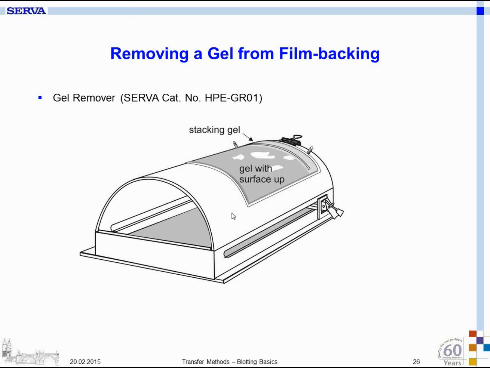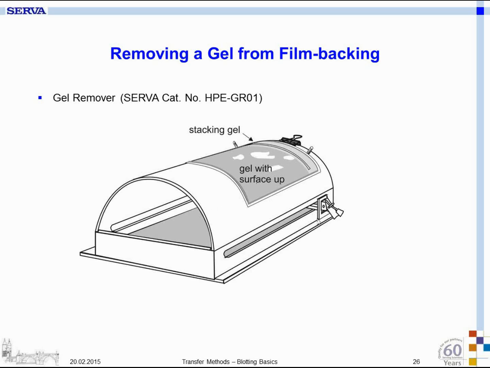You can use such an instrument. We call it a gel remover. It's available also from Serva. And here in this case you see a 2D electrophoresis gel. This is the stacking gel area. It's on a film support, and it's placed on a bent surface.